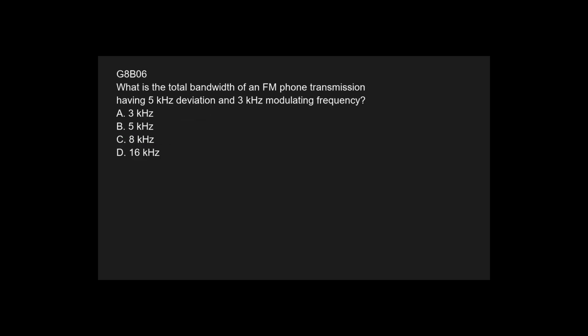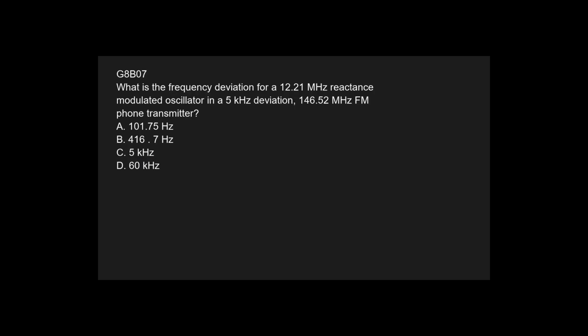Question: what is the total bandwidth of an FM phone transmission having 5 kHz deviation and 3 kHz modulating frequency? The correct answer is D, 16 kHz. Question: what is the frequency deviation for a 12.21 MHz reactance modulated oscillator in a 5 kHz deviation, 146.52 MHz FM phone transmitter? The correct answer is B, 416.7 Hz.